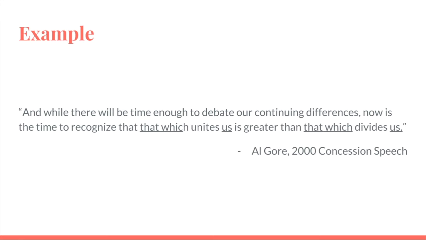Another example is from the concession speech of 2000, where it says, "And while there will be time enough to debate our continuing differences, now is the time to recognize that that which unites us is greater than that which divides us." The repetition of that which in the first clause and the second clause is the anaphora, and the repetition of us in the first clause and the second clause is an epistrophe. The combination of these two creates the symploche and creates a strong point for the reader.